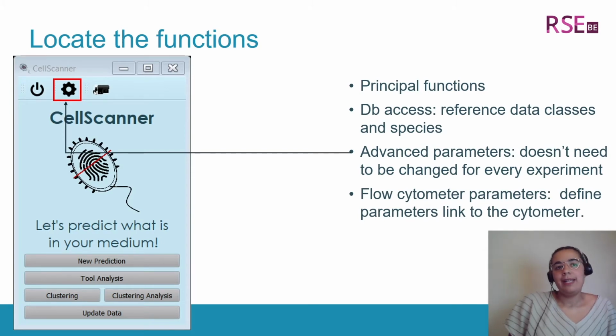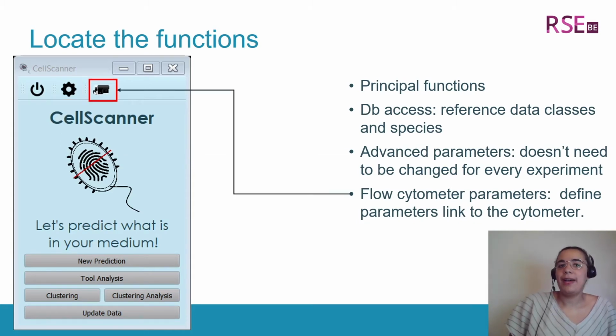And because we realized that from one cytometer to another, the channel names were different, and because not all of the channel information is useful, we created the cytometer parameter button. The user can define the cytometer channel names by importing a data file from this cytometer and choose which of these channels need to be used for the prediction.